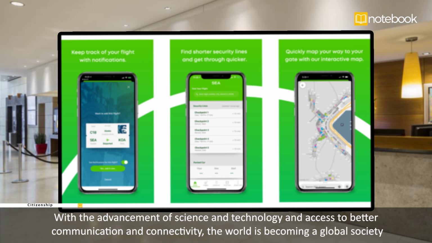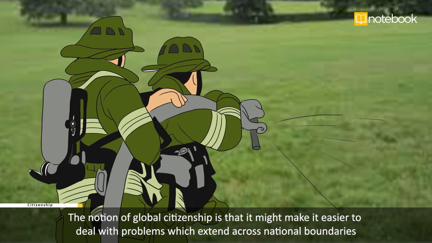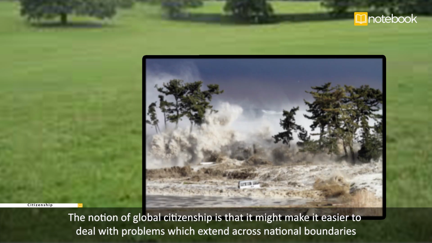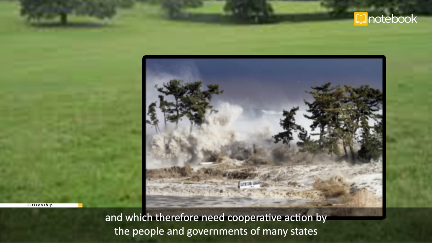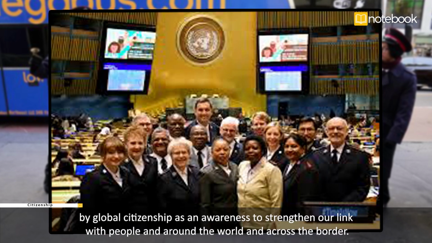With the advancement of science and technology and access to better communication and connectivity, the world is becoming a global society. The notion of global citizenship is that it might make it easier to deal with problems which extend across national boundaries and which therefore need cooperative action by the people and governments of many states. Global citizenship reminds us that national citizenship must be supplemented by global citizenship as an awareness to strengthen our link with people around the world and across the border.